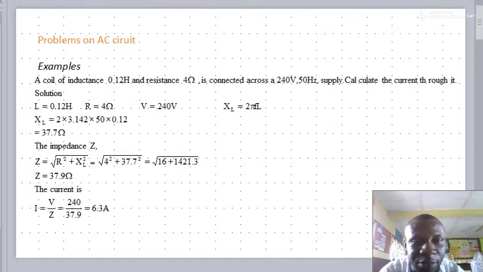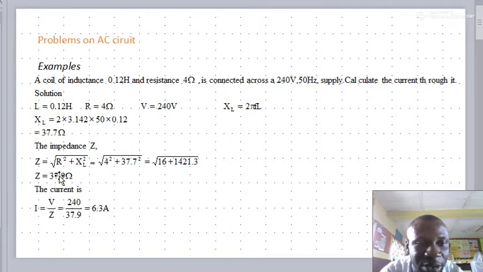The first thing to do is to calculate the reactance, as you can see here, the inductive reactance. The circuit consists of an inductor of 0.12 Henry. So what we need to do is to calculate the reactance, which is X subscript L, this one, and that gives us this value using the formula for reactance.